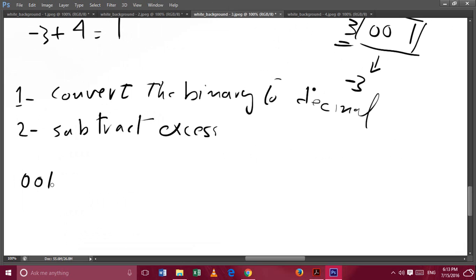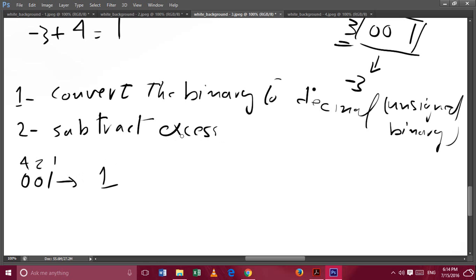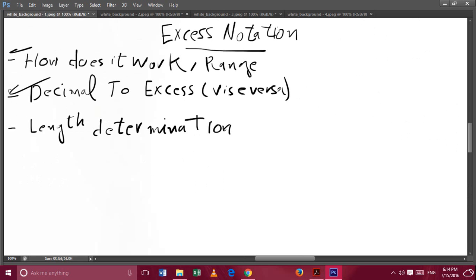Convert this to its decimal equivalent. So first, we convert this to decimal. So 1, 2, 4. Well, convert it to decimal, again using the rules of unsigned binary, just like in the upper algorithm. So that means 1. Okay, subtract excess now. We said it's excess 4, so 1 minus 4, that would be minus 3. Okay? So I hope that was easy for you. You can watch it again. If you think it's a bit hard, you'll get the hang of it.